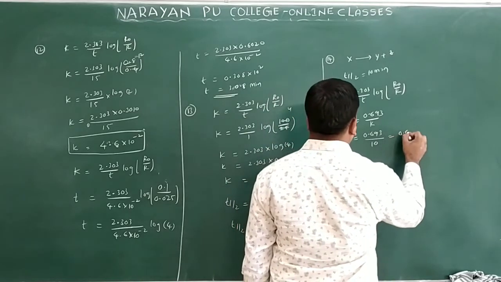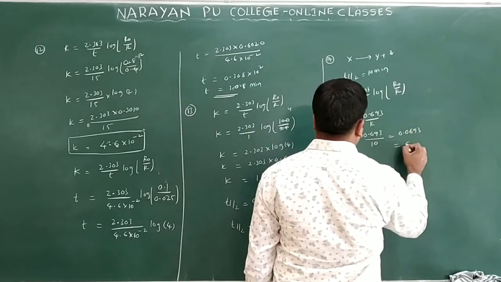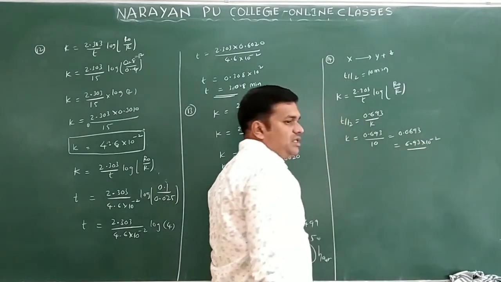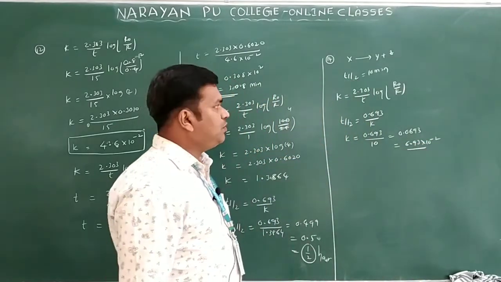So what you will get here is 0.0693. You will write this as 6.93 into 10 power minus 2. This is the K value.